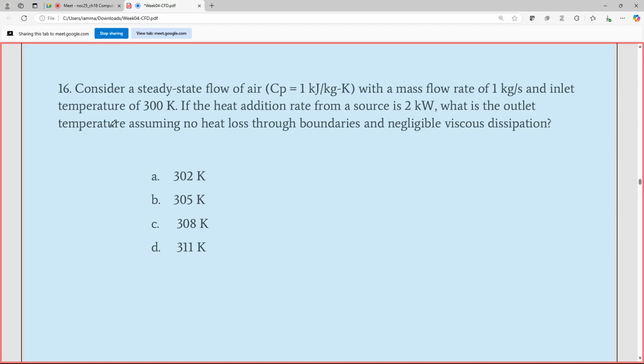Number two problem. Consider a steady state flow of air having specific heat capacity 1 kilojoule per kilogram Kelvin with a mass flow rate of 1 kilogram per second and inlet temperature of 300 Kelvin. If the heat addition rate from the source is 2 kilowatt, what is the outlet temperature assuming no heat loss through the boundaries and negligible viscous dissipation? I'll try to compute the problem.